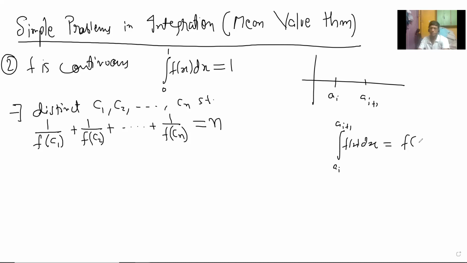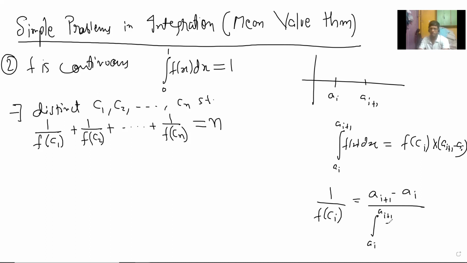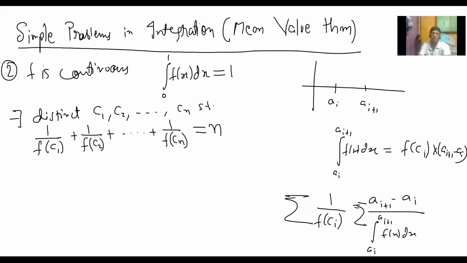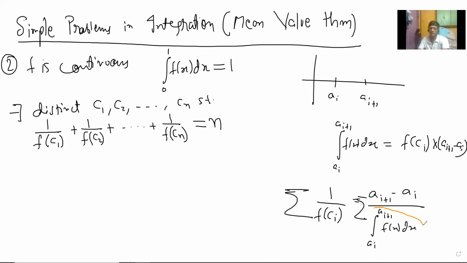The integral is equal to f of ci times ai plus 1 minus ai. Now you have to bring this 1 by f of ci, so you have to bring the f of ci down. And then we get ai plus 1 minus ai by this thing. So now you should think about what to take, since you want to be adding things like this. The idea is that you would want to make the thing in the denominator as simple as possible.